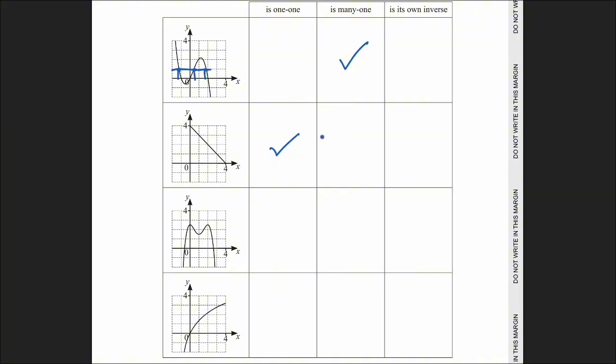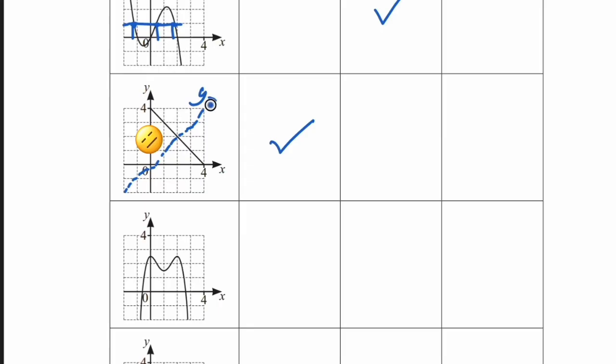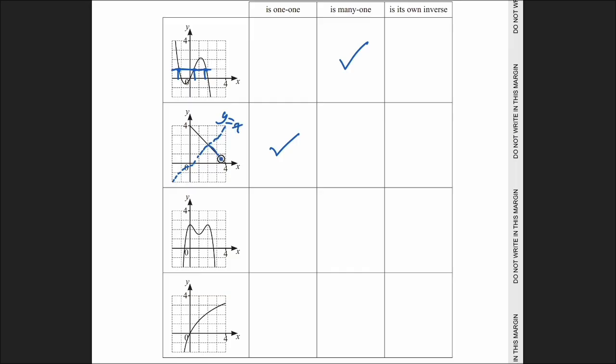So yes, it is not a many-to-one function. Is it its own inverse? Let's see. Let's draw the y equals x line. This is the straightest line I've ever drawn. Now, is this its own reflection? Yes, it is its own reflection. So it is its own inverse.